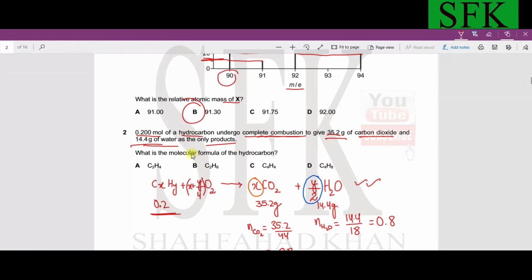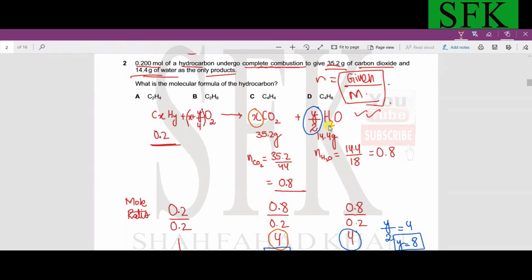Since the masses are given, we can use them to calculate the moles of water and carbon dioxide by using the formula moles equals given mass in grams upon the molar mass of that element or compound. Calculate the moles of carbon dioxide produced: 35.2 divided by 44 gives us 0.8. Do the same for water: divide 14.4 by the Mr of water, which is 18. It gives us 0.8 as well.